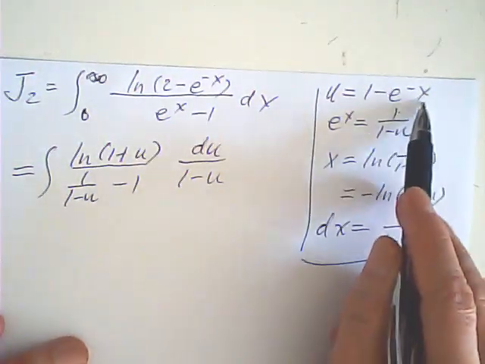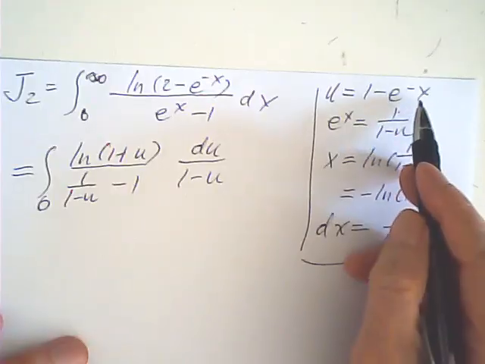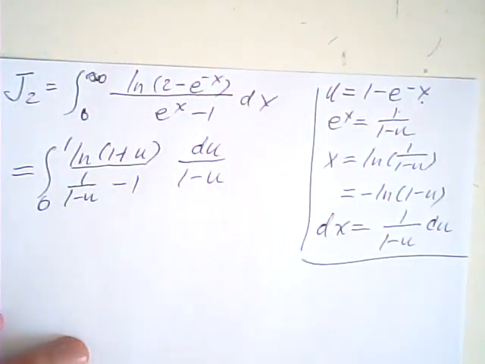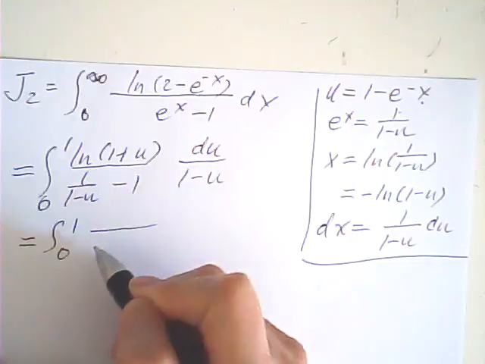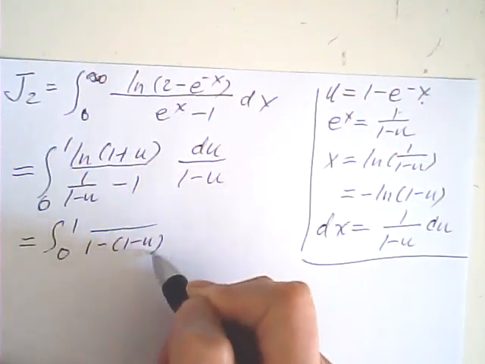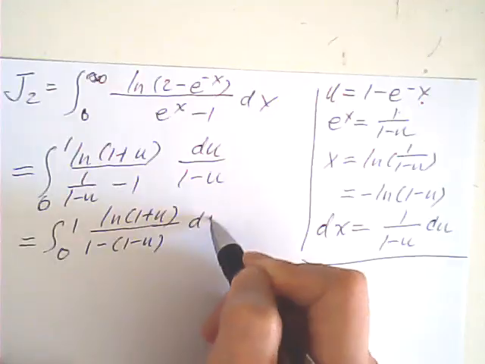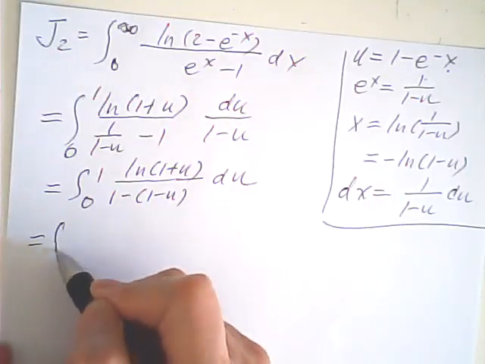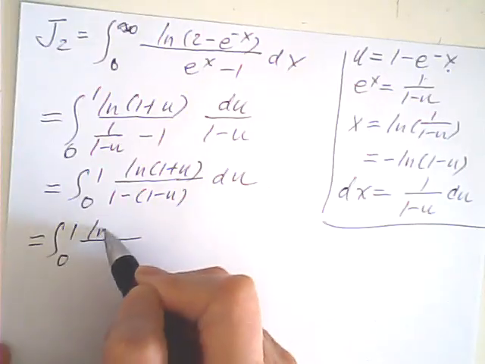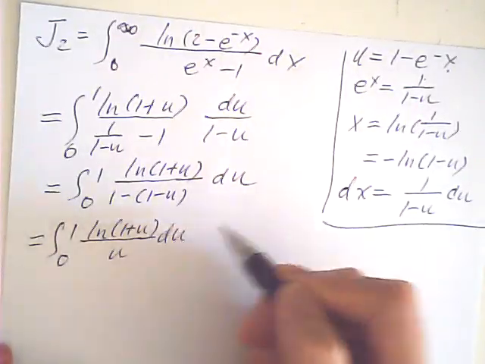When x equals 0, u equals 0. When x equals infinity, u is 1. Good. So this one is equal to the integral. This time this one is 1 minus u, natural log of 1 plus u, du. Very good. So this one equals natural log of 1 plus u over u, du.